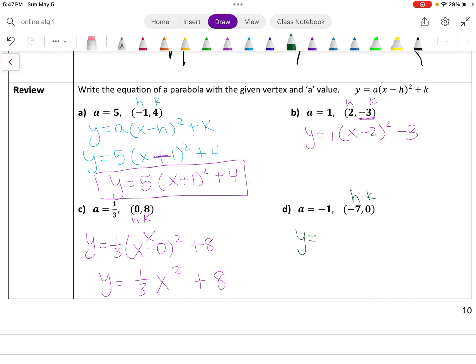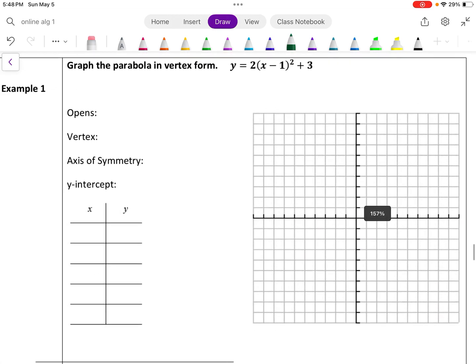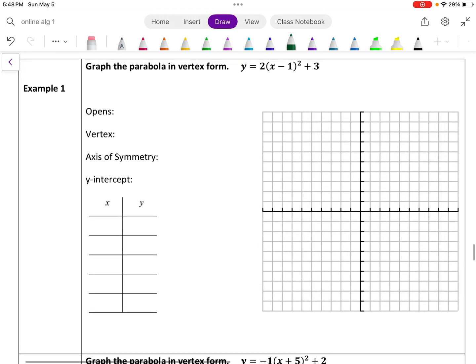Letter D is another special case. What happens when k is 0? Well, y equals negative 1 times x plus 7 squared. Since the h is negative, my sign's going to flip, plus 0. Adding 0 doesn't really change anything. I don't need to have that as part of my equation. There's my vertex form. Okay, so h is the x value of the vertex, k is the y value of the vertex. If you've got that down, we are ready to graph.